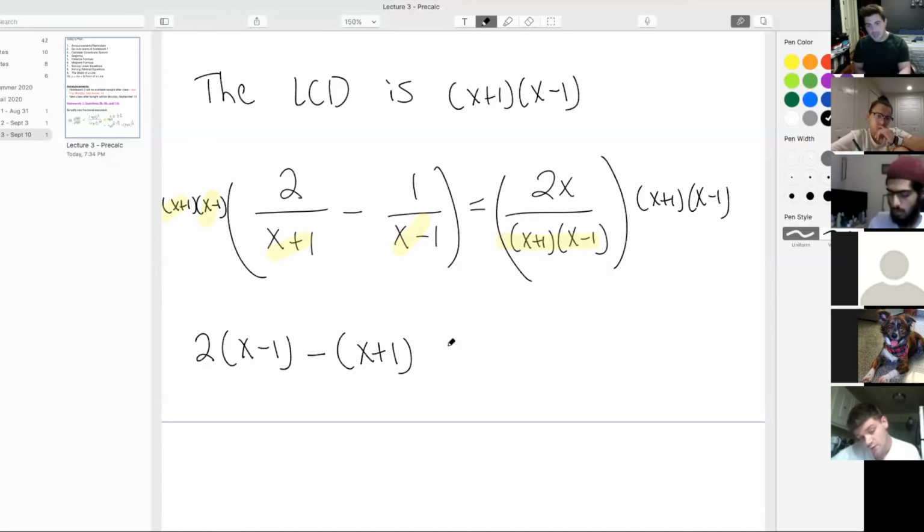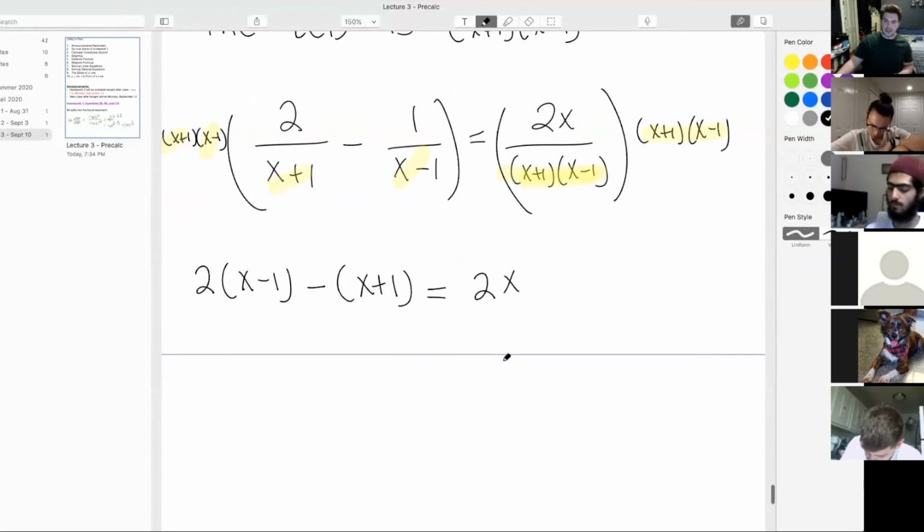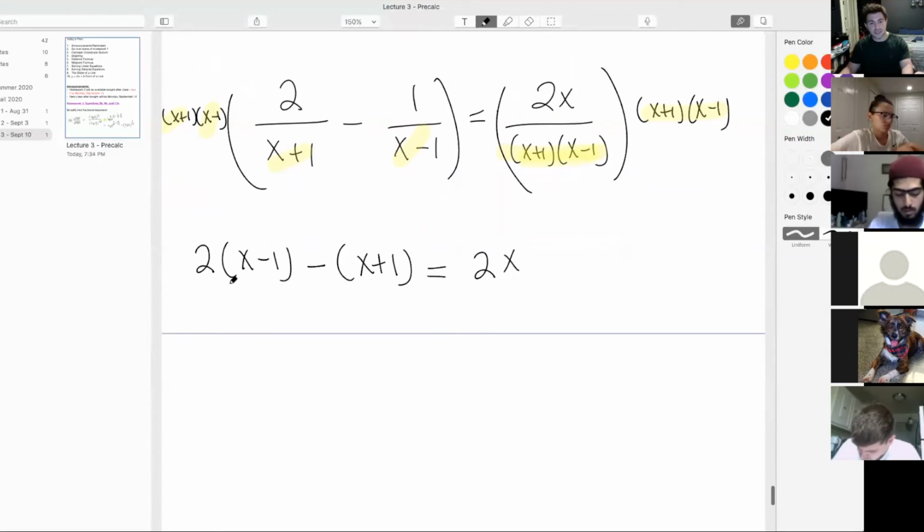And how about the right side? Well, the right side is very nice. The x plus 1 and x minus 1 will cancel completely, so the right side is just 2x. Let me say this again: you'll know that you're on the right track if you're left with no fractions. And we're left with no fractions. We're just left with a linear equation.